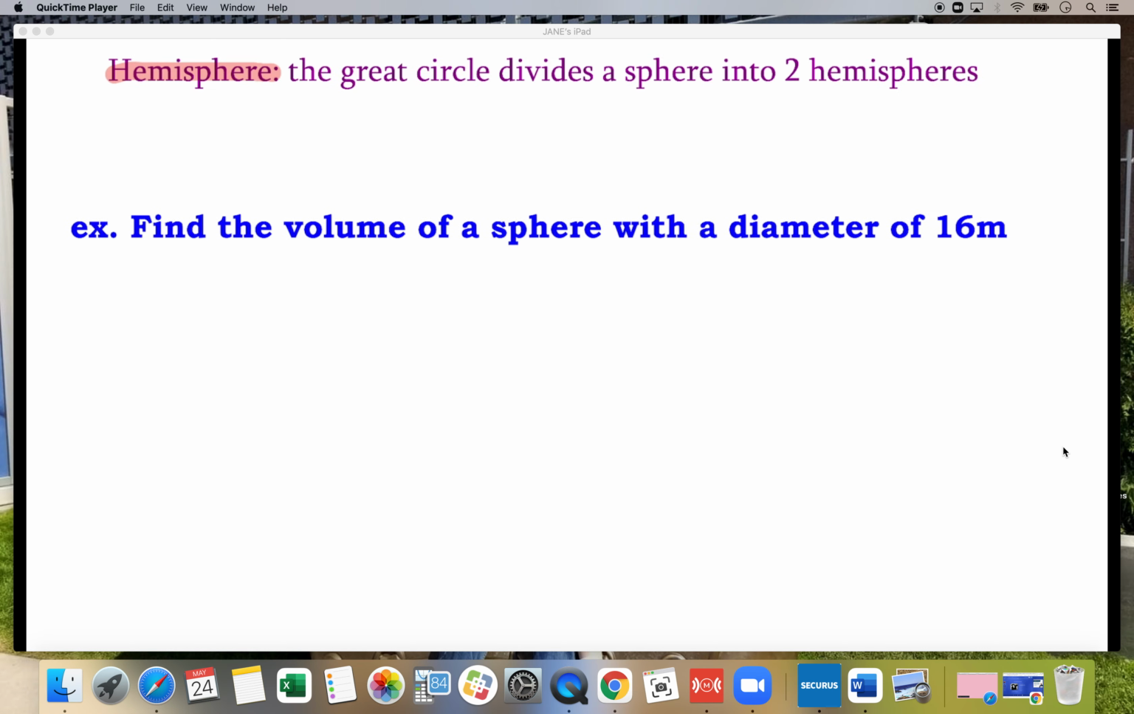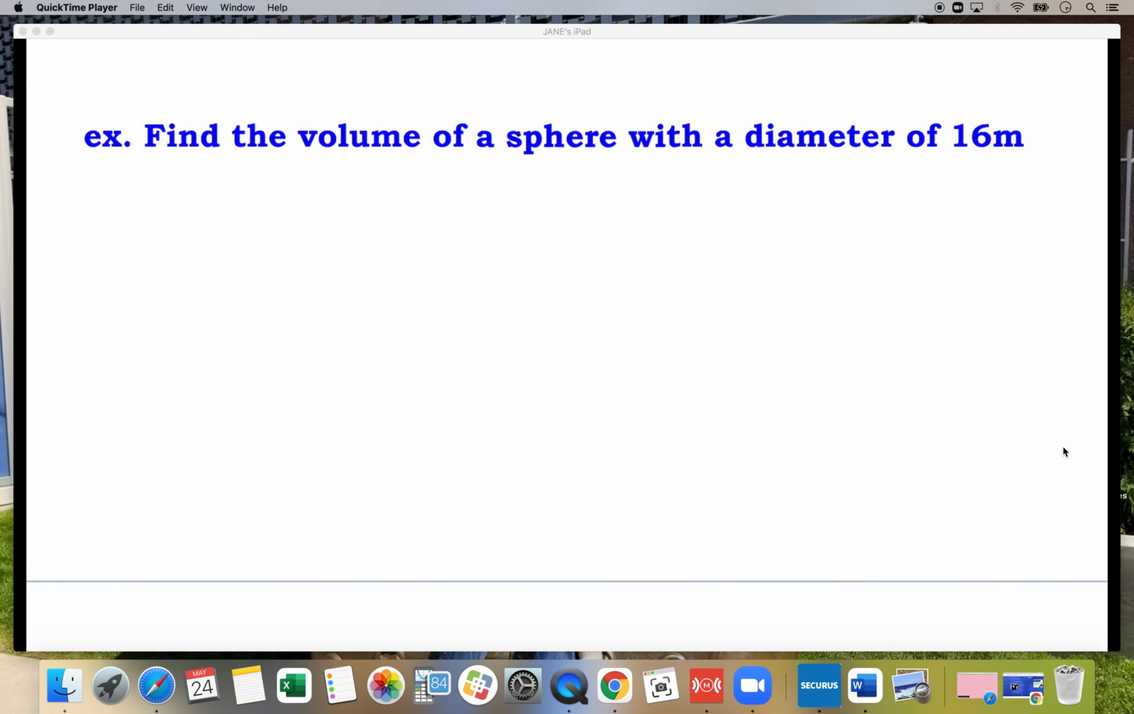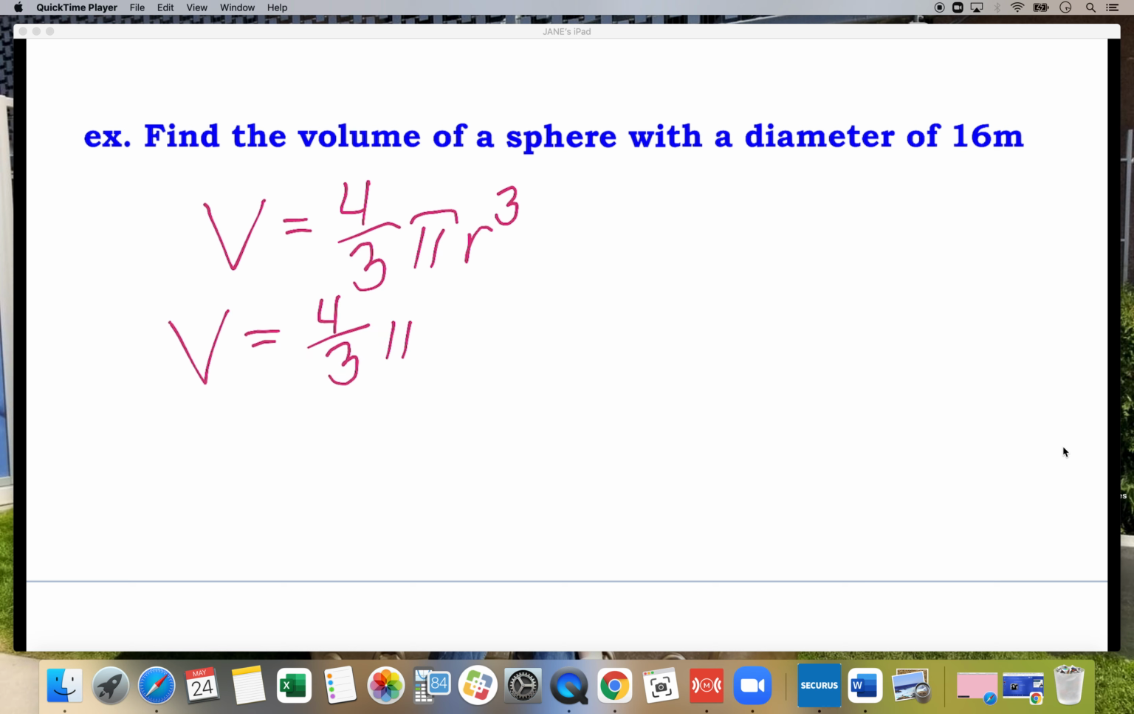Let's take a look at a couple examples. First of all, they ask us to find the volume of a sphere with the diameter of 16 meters. So what I'm going to do is grab the formula V equals 4/3 pi r cubed. And we're going to just use this like a recipe. Notice it's the diameter, it's not the radius. So the radius then is 16 divided by 2. So the radius is 8. I'm going to take the 8. I'm going to cube it.